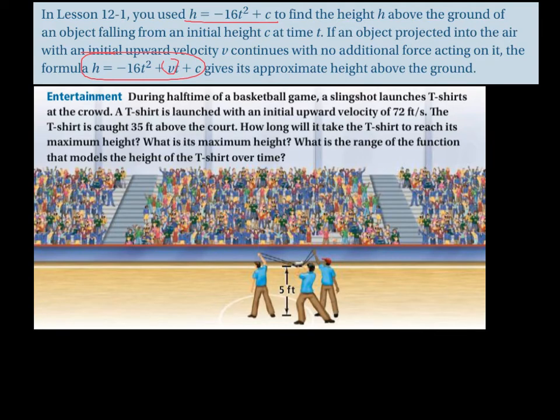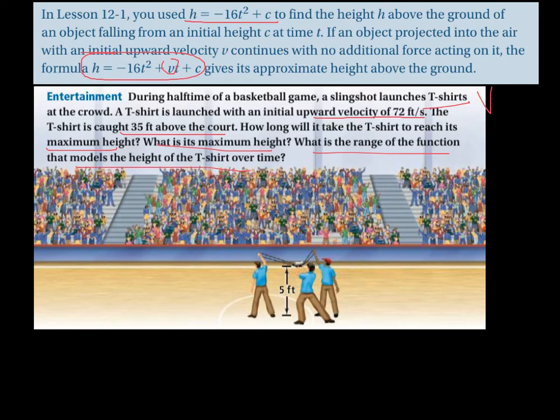Okay. So here's our problem. During the halftime of a basketball game, a slingshot launches t-shirts at the crowd, with an upward velocity of 72 feet per second. There's our v. It is caught 35 feet above the court. How long will it take the t-shirt to reach its maximum height? Okay. What is the maximum height? What is the range of the function that models the height of the t-shirt over time?